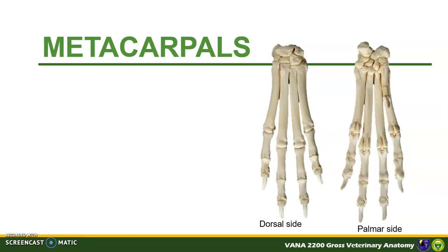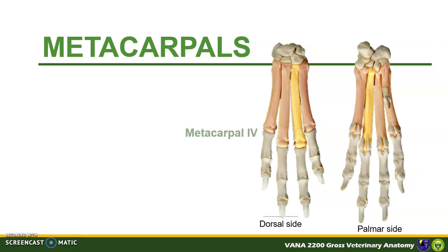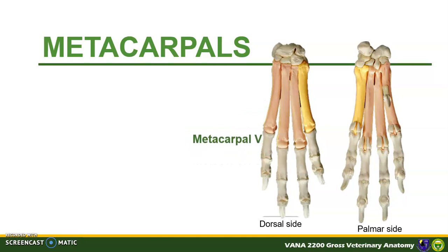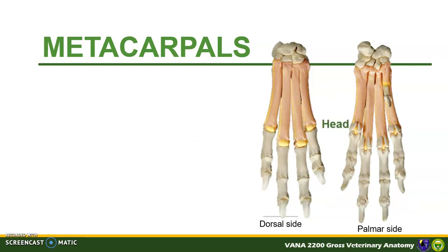We move to the metacarpals. The generalized pattern of the metacarpus is 5 bones numbered from 1 to 5, from medial to lateral. This is metacarpal 1 seen at the palmar side, and it is the shortest among the 5. Here is metacarpal 2, metacarpal 3, metacarpal 4, and metacarpal 5. Each bone is composed of a base, a body, and a head, which articulates with the proximal phalanx of the digit.